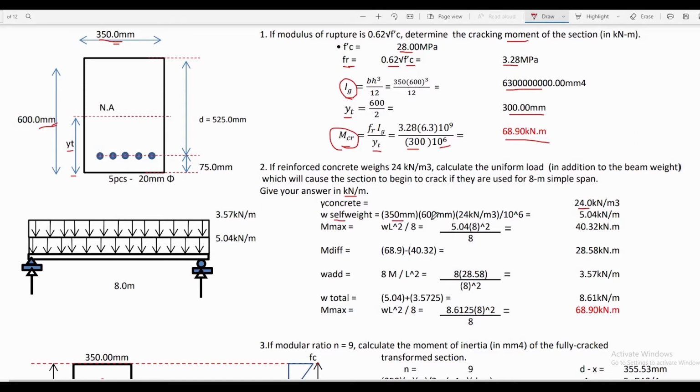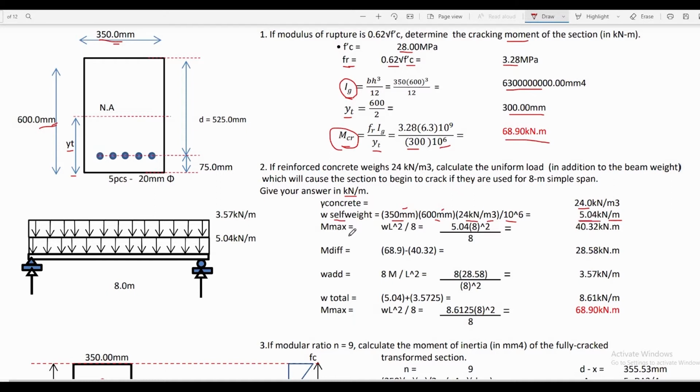We substitute 350 to the width and height to be 600. Then we multiply it by 24 kilonewton per cubic meter, that is the unit weight of concrete. We divide it by 10 raised to 6 to convert mm into meter. So we can have our answer in kilonewton per meter, since cubic meter over meter square cancels out, what is left is meter in the denominator.